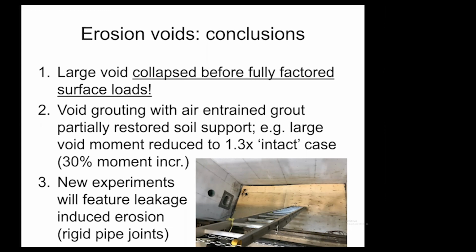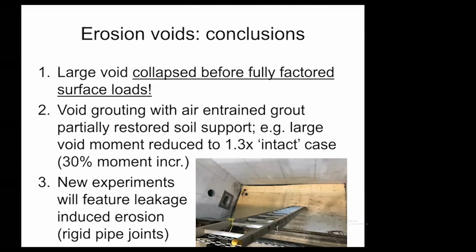And so what we're seeing there is evidence of the way the void will compromise the safety of the road when a vehicle comes driving along it. We used grouting. We used air-entrained grouts, or a relatively low-density grout, and we found that it partially restored the soil support. So the large void moment was reduced to 1.3 times the intact soil case. And actually that's within the design limits of the Canadian Highway Bridge Design Code. So it brought it back into a safe zone.